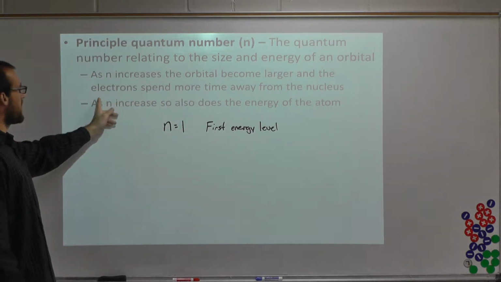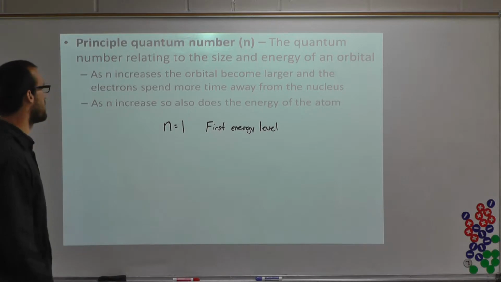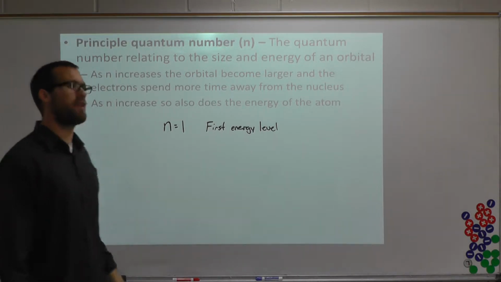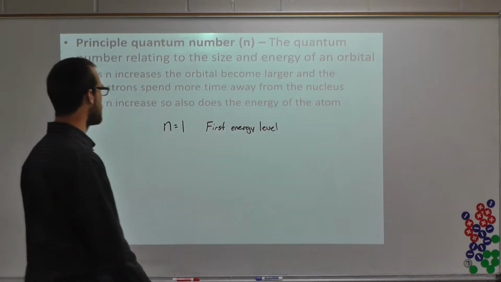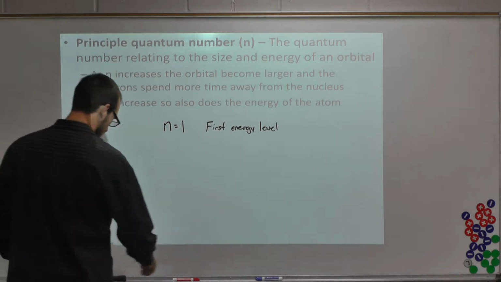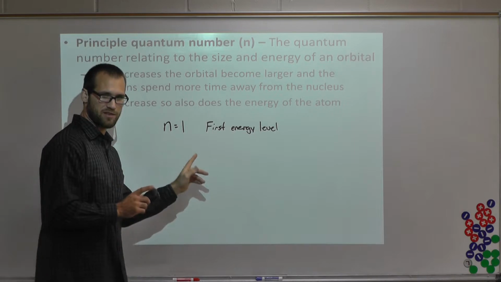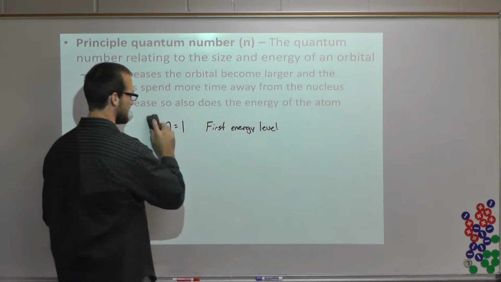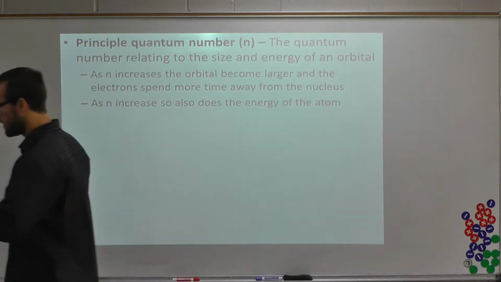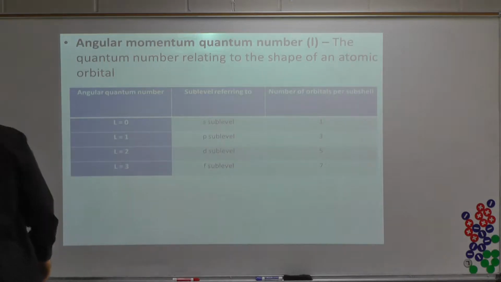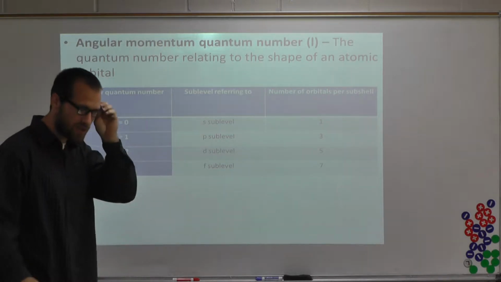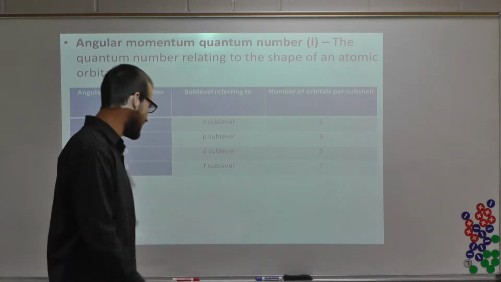So as N increases, your orbitals become larger. They become further away. Your electrons spend time further away from the nucleus, and your overall energy is going to increase as N increases. So this is not new. N of 1, N of 2, N of 3, that should be just reviewed from last year, or 2 years ago for some of you. This is going to be review outside of the symbol.